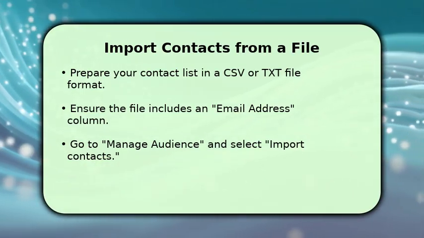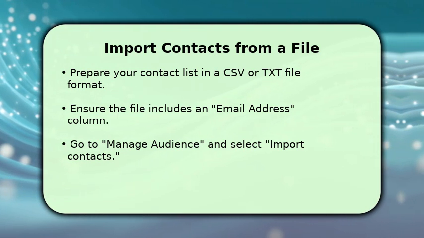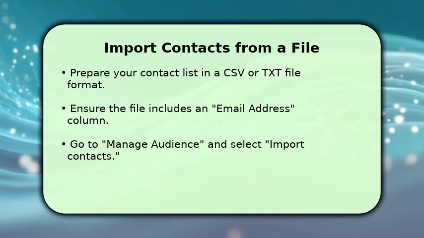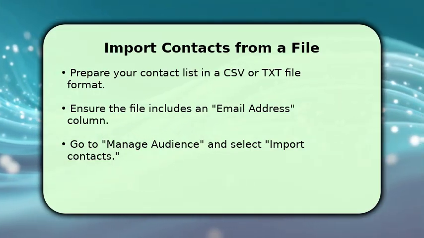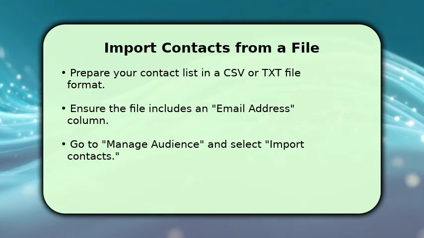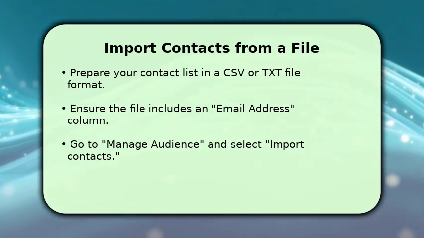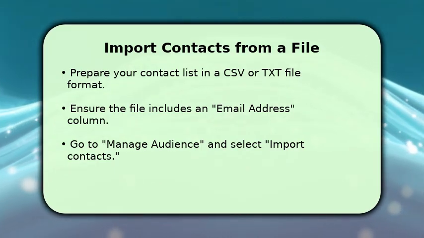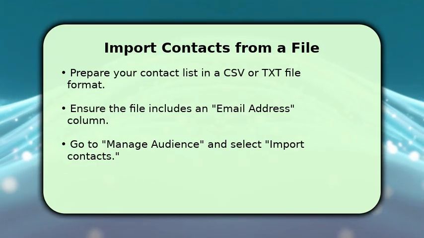Begin by preparing your contact data in a spreadsheet, saving it as a CSV or TXT file. Make sure an email address column is present. In Mailchimp, navigate to Manage Audience, then Import Contacts. Choose to upload your file, then carefully match your spreadsheet columns to Mailchimp's fields to ensure accurate data transfer.